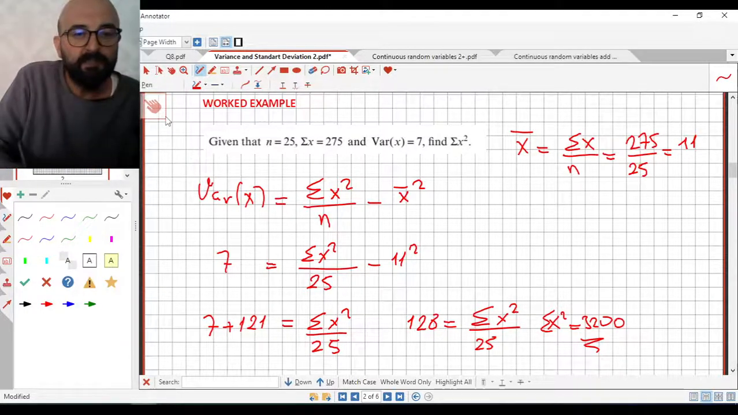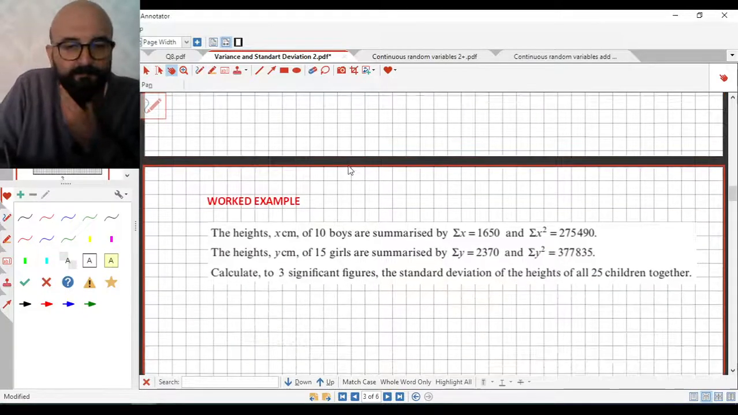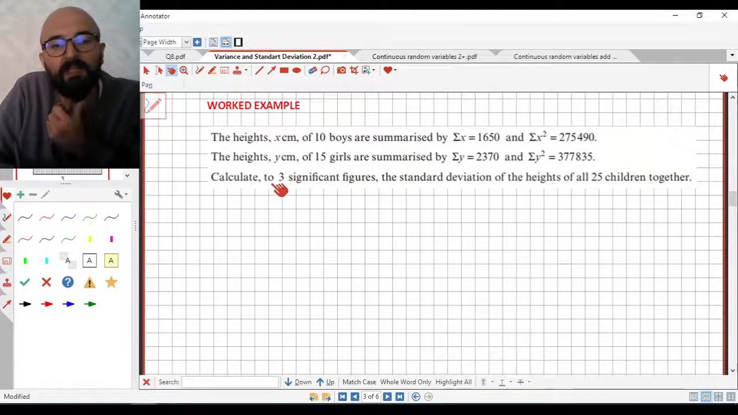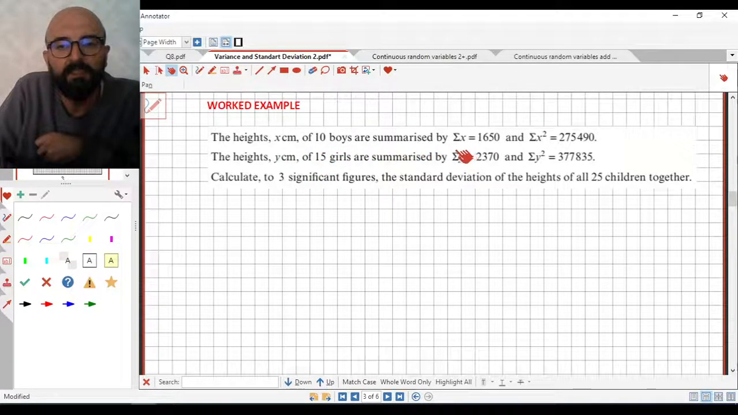So the other section is like a worked example. The heights x centimeter of 10 boys are summarized by the sum of x is 1650, the sum of x square is 275,490, and the heights for girls are given by these values. Calculate to 3 significant figures the standard deviation of the heights for all 25 children.